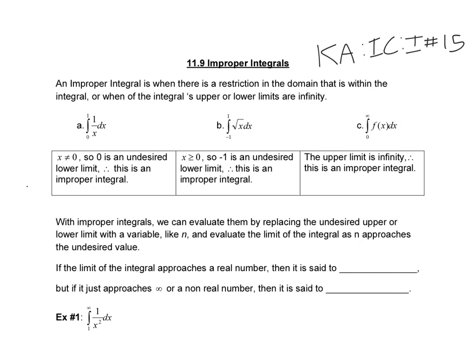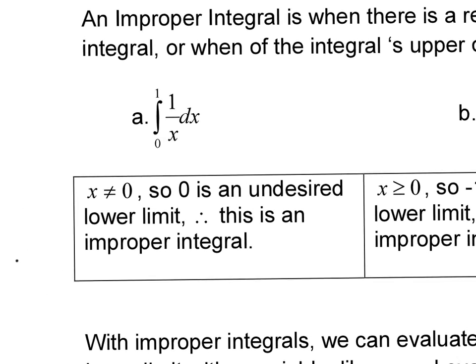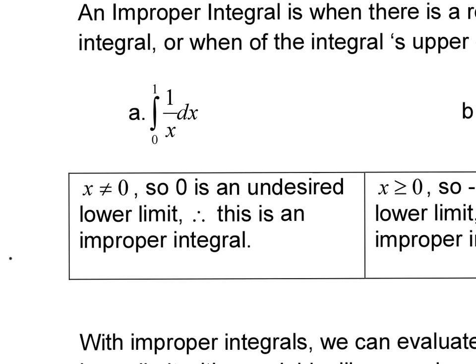And basically it goes like this. An improper integral is when there is a restriction in the domain within the integral, or when one of the integral's upper or lower limits is infinity or negative infinity. Sorry, I obviously can't type. So what do I mean by that? Well, let's look at these three different situations, see if you can understand.